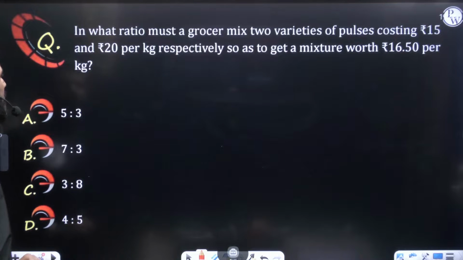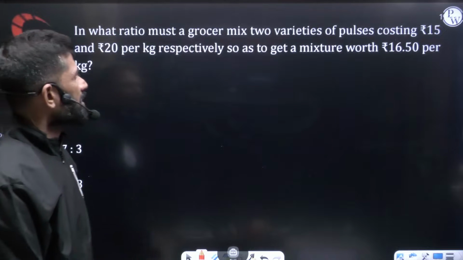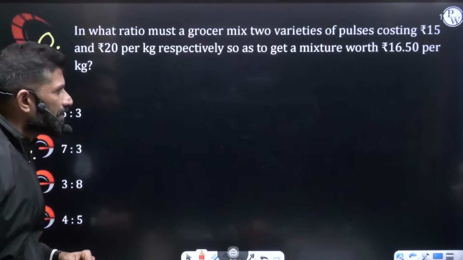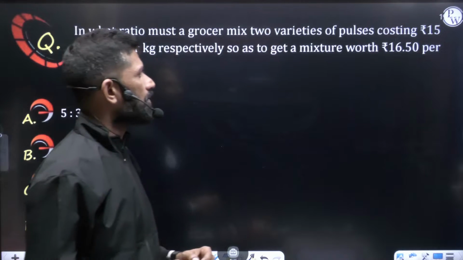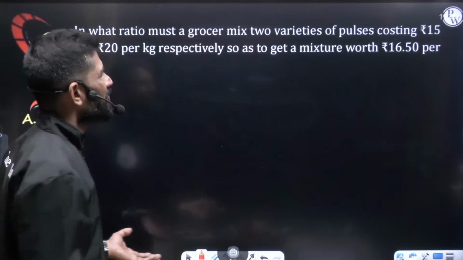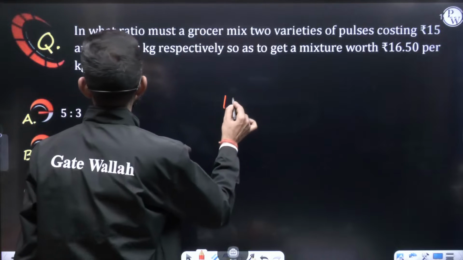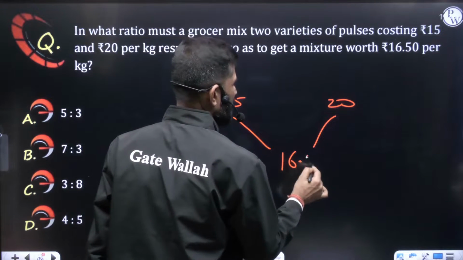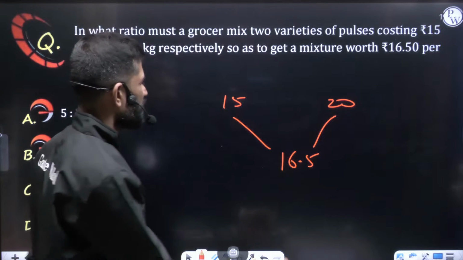Moving further, in what ratio must a grocer mix 2 varieties of pulses costing 15 and 20 per kg respectively to get the mixture worth 16.50 per kg. So they have given a very simple question here. Two varieties, one is 15 rupees, another is 20 rupees. Both we should mix and make it 16.5 rupees per kg. So what ratio do we have to mix?